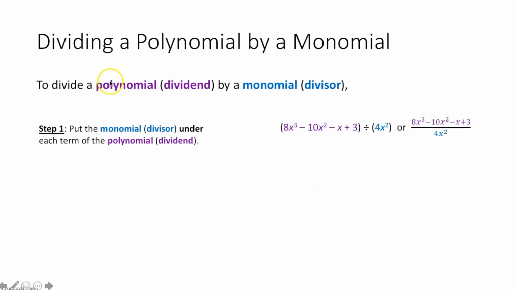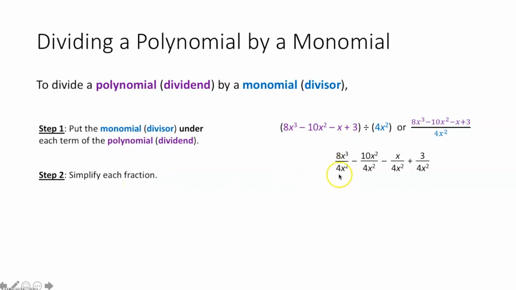So to divide a polynomial, your dividend, by the monomial, your divisor, the first thing you're going to do is put the monomial under each term of the polynomial. So here you can see, we're taking 4x squared and we're dividing it into this given polynomial. Same thing over here. These two things mean the exact same thing. So the first step is to take that monomial, the thing you're dividing into your polynomial, and put it under each term in the given polynomial, your dividend. So here it's going to be 8x cubed over 4x squared minus 10x squared over 4x squared minus x over 4x squared plus 3 over 4x squared. Step 2, simplify each fraction and you're done.